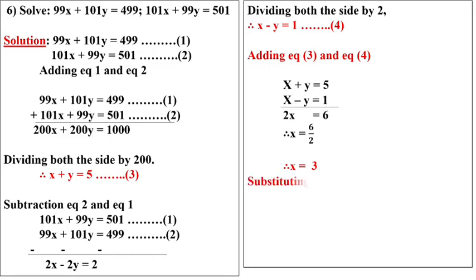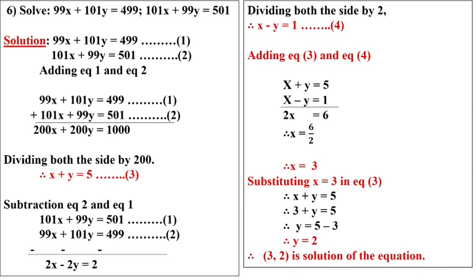Now, substituting x = 3 in equation number 3. What is equation number 3? x + y = 5. So here we substitute the x value: 3 + y = 5. Now 3 will go to the right side and become minus 3. Therefore, y = 5 - 3, which is 2. So what is our solution? The x value is 3 and the y value is 2. Therefore, (3, 2) is the solution of the equations.